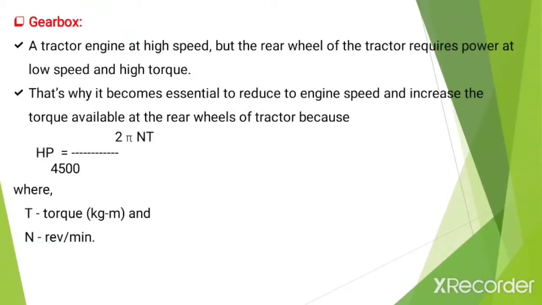Okay, after that, gearbox. A tractor engine runs at a high speed, but the rear wheels of the tractor require power at a low speed and high torque. And that speed reduction function is done by the gearbox. That's why it becomes essential to reduce the engine speed and increase the torque available at the rear wheels of the tractor.